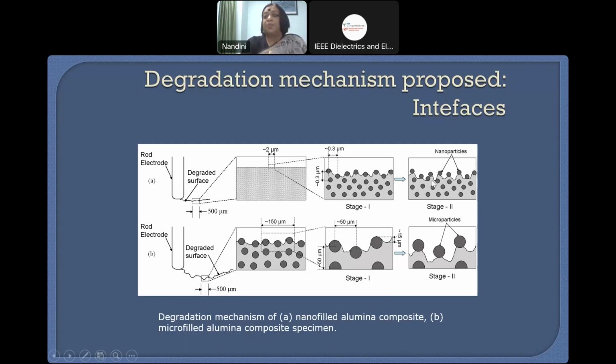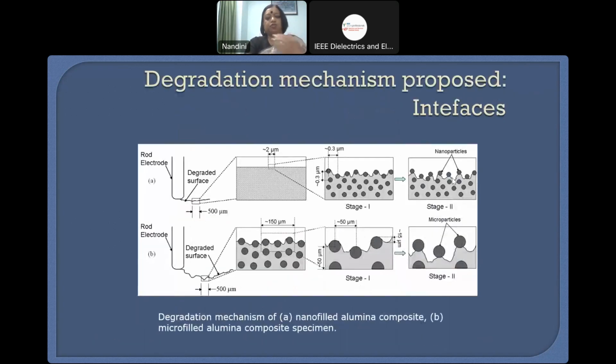Now, because the interparticle distance in the nanocomposite is much lower, there is a lesser amount of epoxy which can be scooped out from between the surfaces, whereas large chunks can be scooped out from the interparticle distances in the microcomposite. This might explain the kind of surface degradation that we see in the nanocomposites.